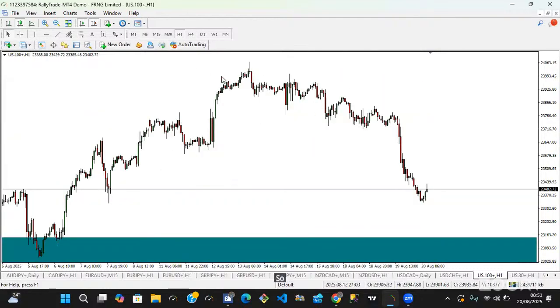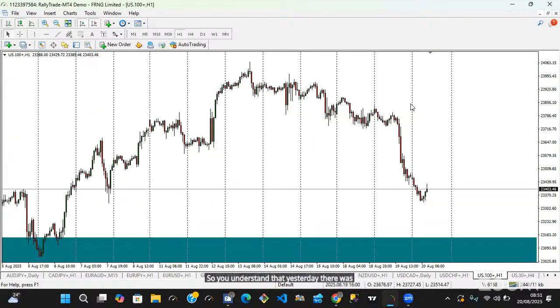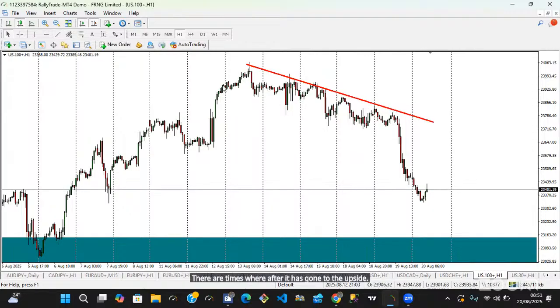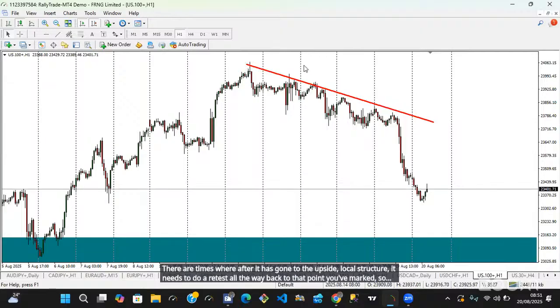So you will understand that yesterday there was a massive sell for US 100. You can see it has been giving you clues it wants to sell. It's not every time you buy. There are times where after it has gone to the upside and broken structure, it needs to do a retest all the way back to that point you've marked. So that retest, I'm expecting it, and I'm expecting it to sell all the way to this very point here.